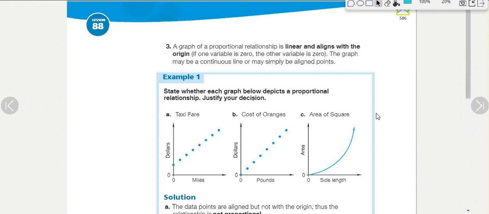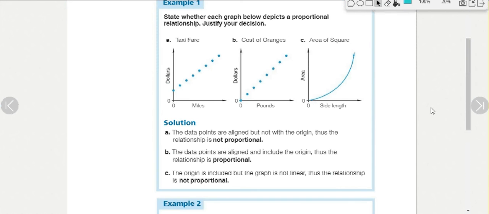And number 3, when you graph the table of values, you'll find it always comes out as a line that goes through the origin. The graph may be a continuous line or may simply be aligned points. It's okay for the points not to be connected into a line. For it to go through the origin means that when y or x is 0, the other one has to stay 0. If you're adding 1 or 2 or subtracting 3 to the slope, then it's not going to go through the origin. It's not technically proportional. It's not a direct variation.